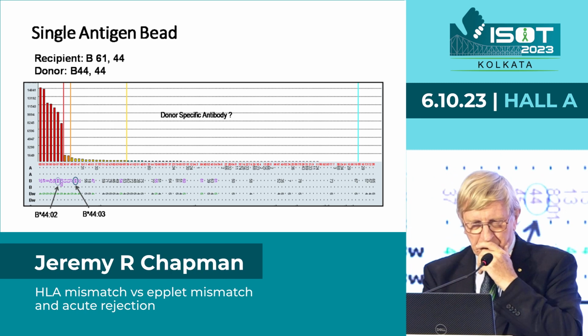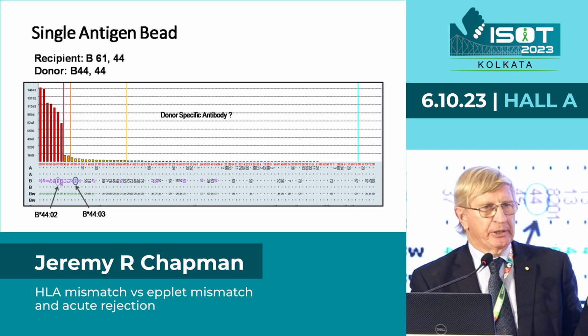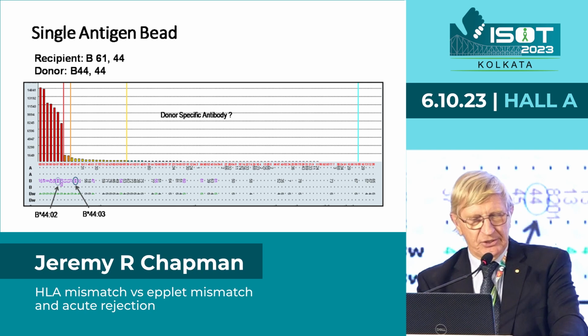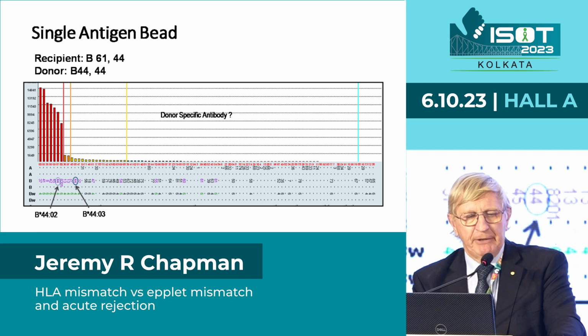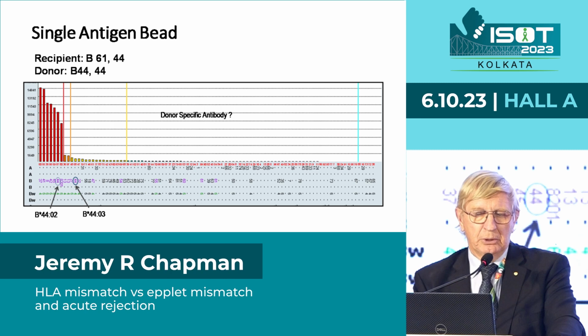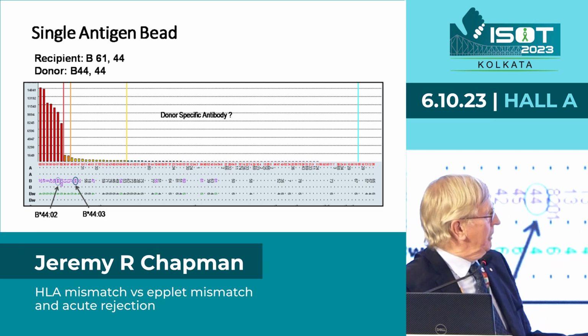And let me show you the difficulty if you don't do it to the right level of specificity. So here's a recipient, B61, B44, and the donor is B44 homozygous. Perfect. No problem. So we're looking for antibodies. So we've got this serum, and this serum comes from the recipient. And there's a B44:03 that the recipient does not have an antibody to on the single antigen beads. And there's a B44:02 that's got a positive result. Not sure I can point that out for you. Is this working? There. That's positive.